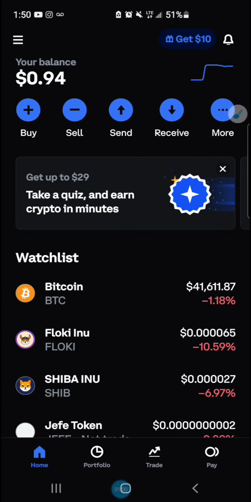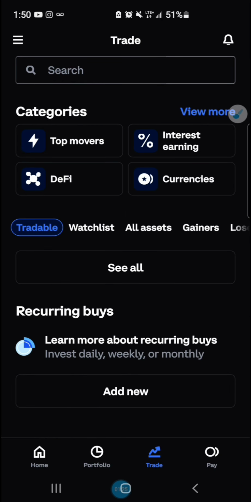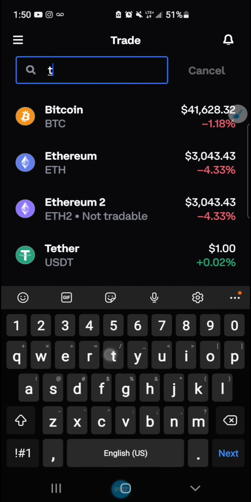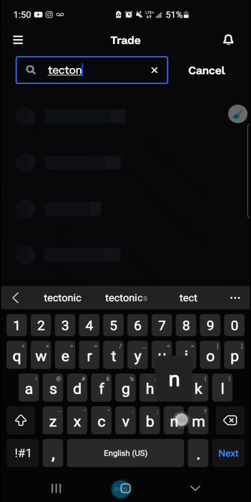Today's topic, we're going to talk about investing $100 into one coin for 1 to 2 years, taking a shot at becoming a millionaire. So what we're going to do today, guys, we're going to start off by logging into our Coinbase profile. So right now I'm in my Coinbase. We're going to make a simple search right here, guys. Walk with me here. This coin that we're going to look up today is a coin called Tectonic.